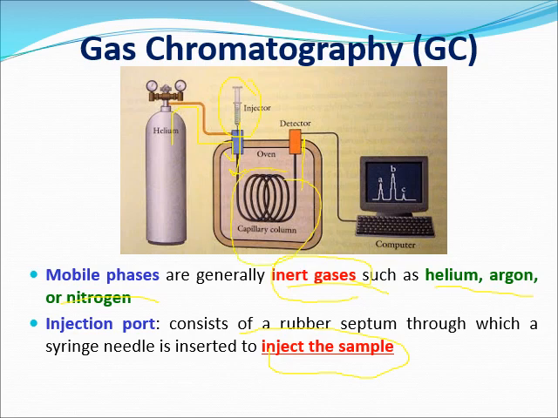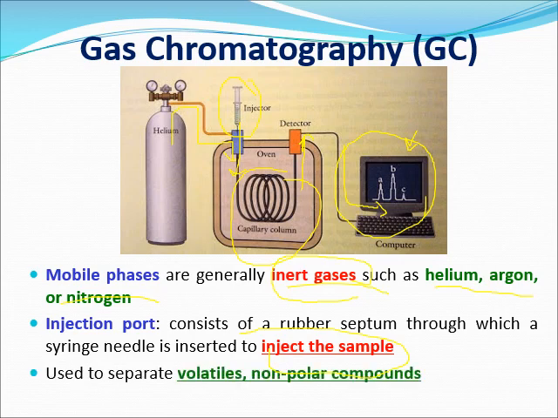Then it will detect the presence of analytes. The detector will show the presence of the compound or analyte on the computer, which is the chromatogram. We will see the presence of your compound, and the presence of the compound here is based on the boiling point and also the polarity of your samples. Samples suitable to run on gas chromatography are volatile compounds and also non-polar compounds.